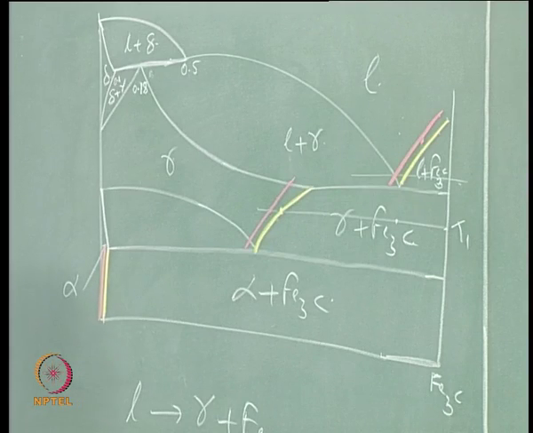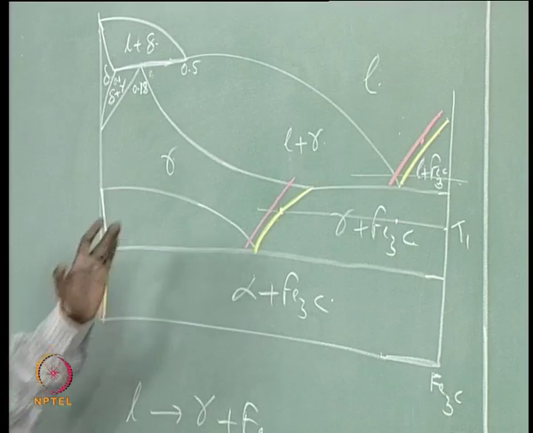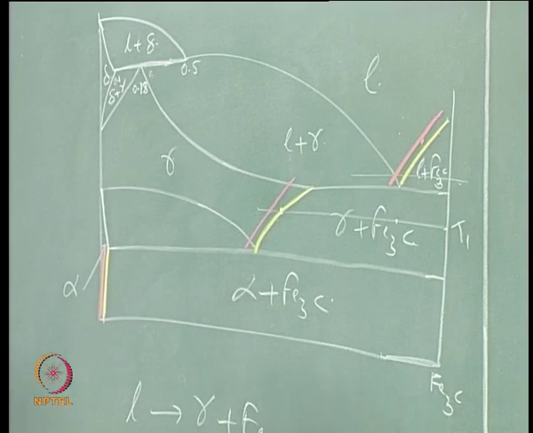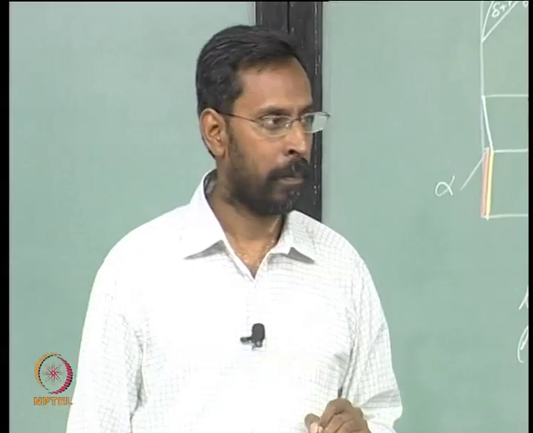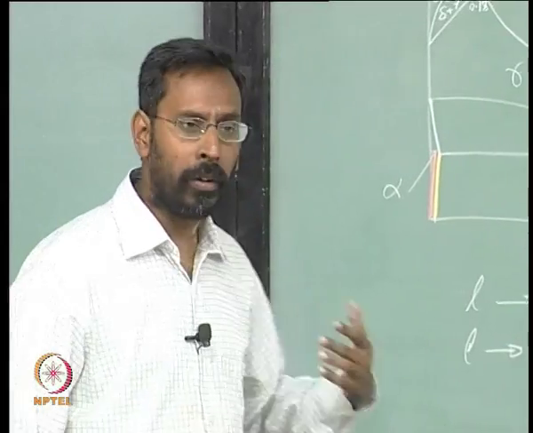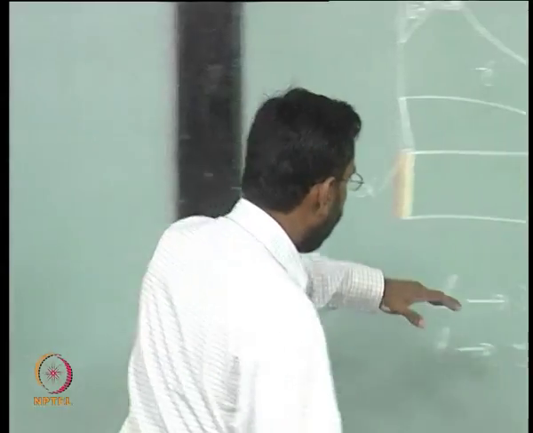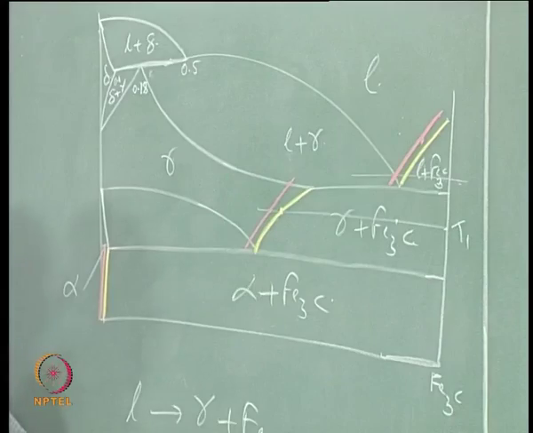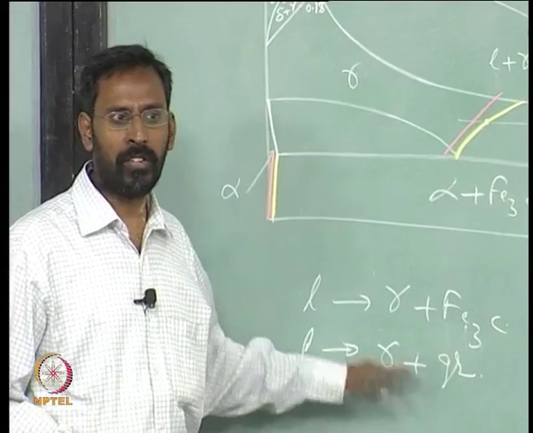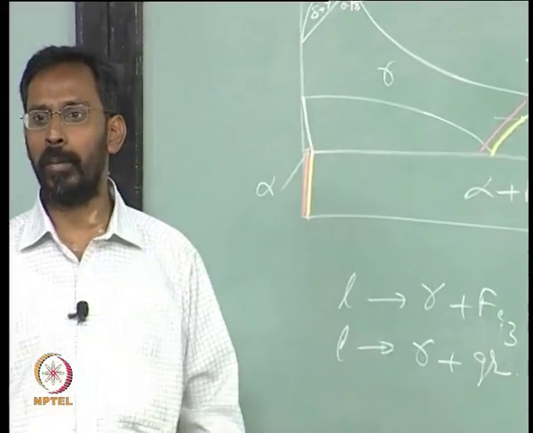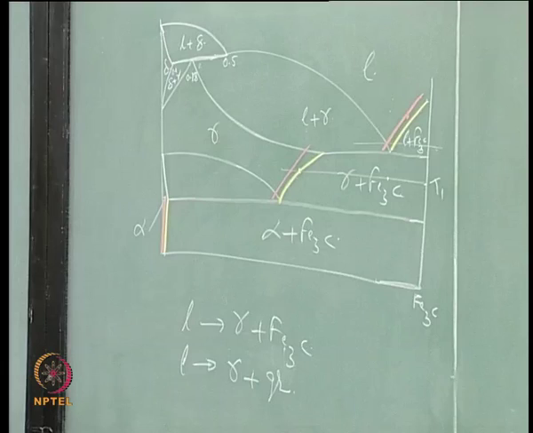All the pink curves that you are seeing are all either the solvus lines or the liquidus line in equilibrium with graphite. All the yellow lines that you see here are all in equilibrium with cementite. Now, let us look at what about the reaction temperature, eutectic reaction. If I look at this reaction and if I look at this reaction, which reaction should be lower temperature, which reaction should be higher temperature?